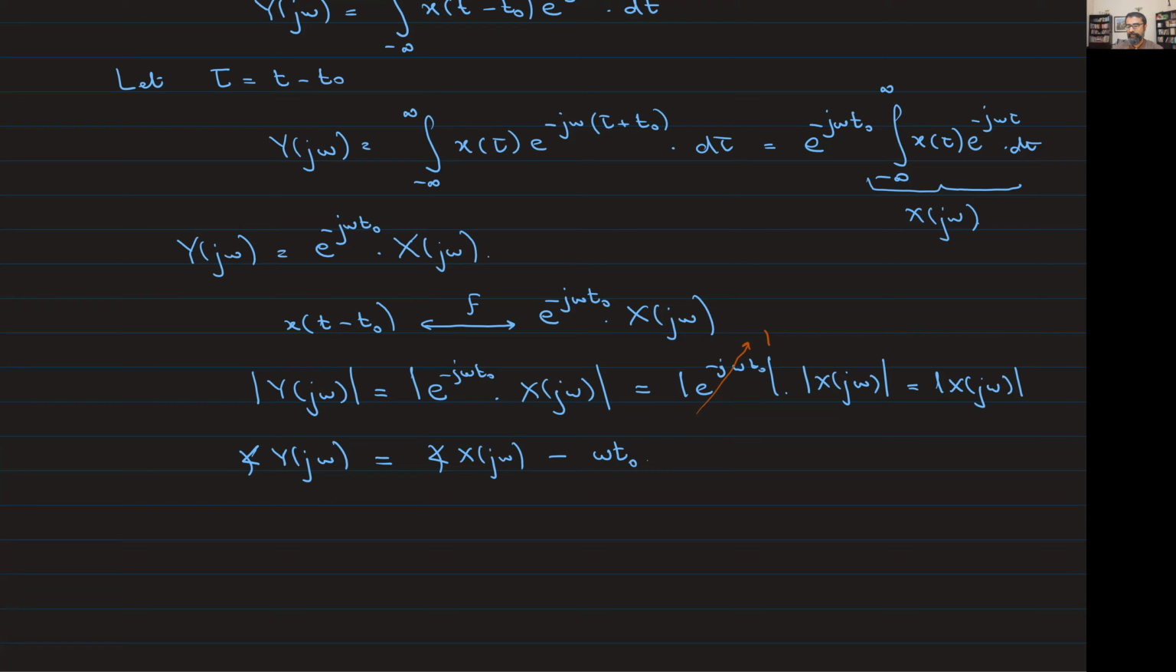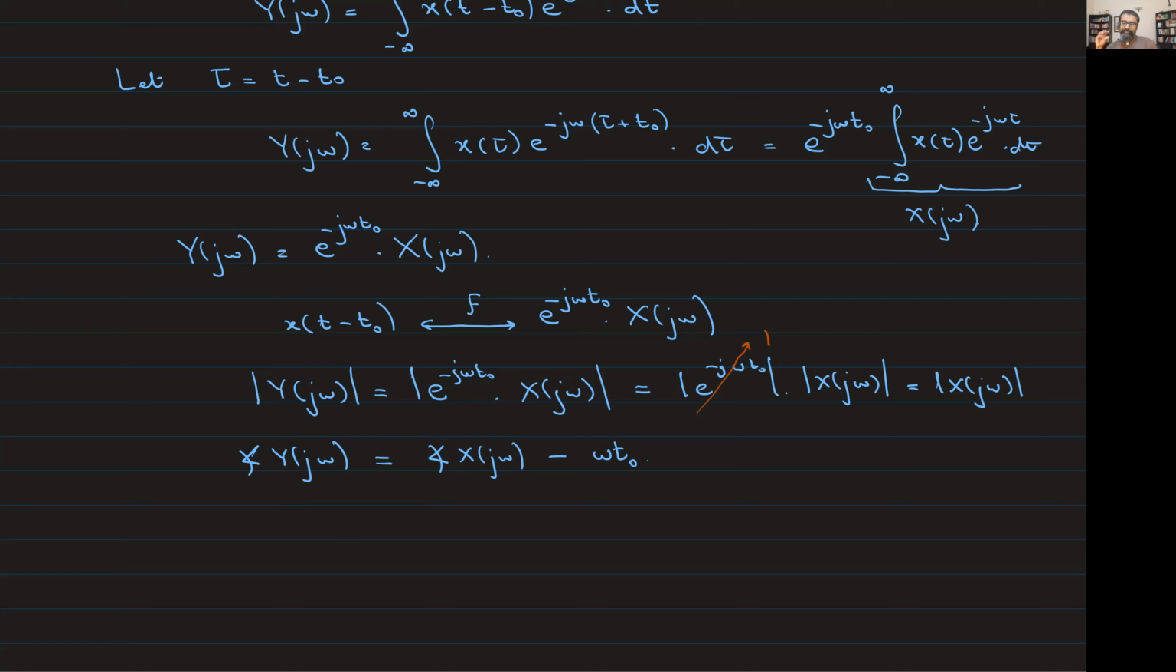It's just a simple polar coordinate analysis, right? Multiplying by e raised to minus j omega t naught just means that you're adding some phase, which is equal to minus omega t naught. So the shifting in the time domain does not change the magnitudes of the contributions of the exponentials, but only changes the phase contribution of those exponentials, right? And this would make sense as well.